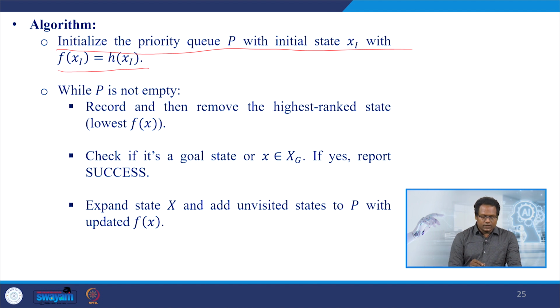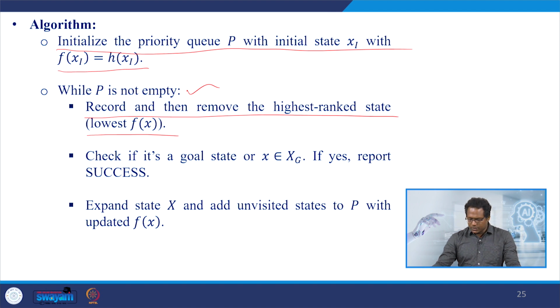While P is not empty, while the priority queue is not empty, record and then remove the highest ranked state, which is the lowest f of x. Check if it is a goal state, that means the current state belongs to the goal state vector. If yes, report success; otherwise, expand state x and add unvisited states to the vector P with updated f of x.